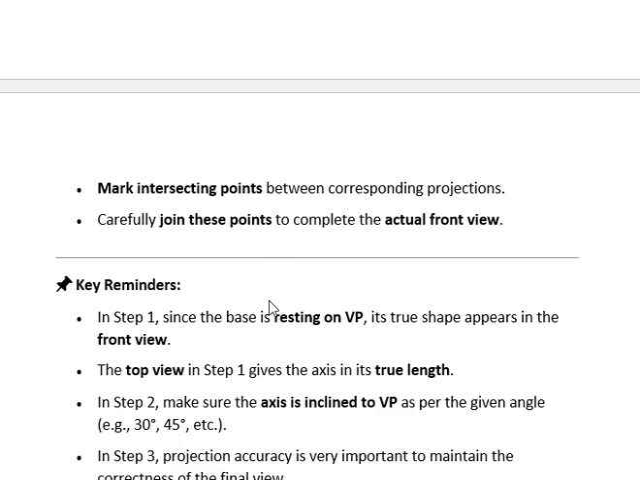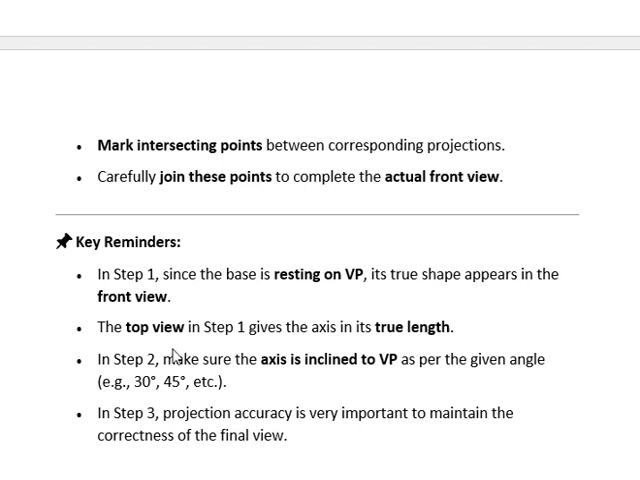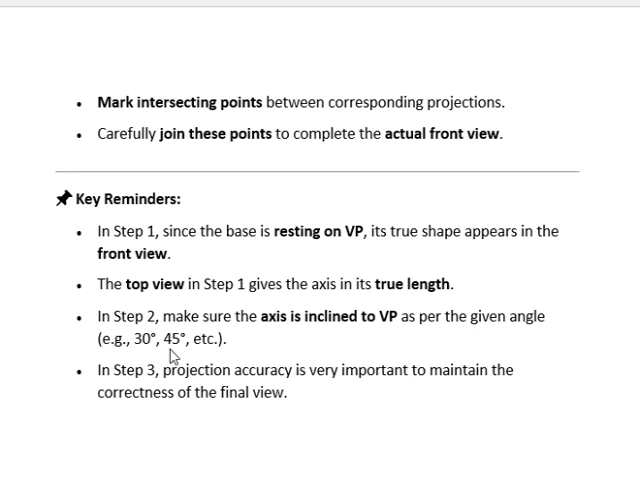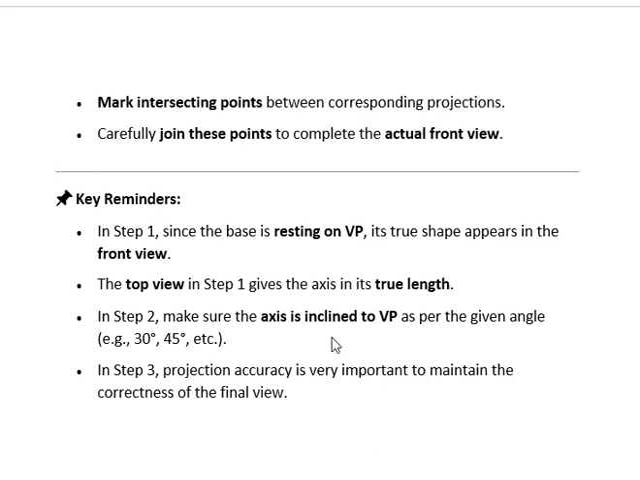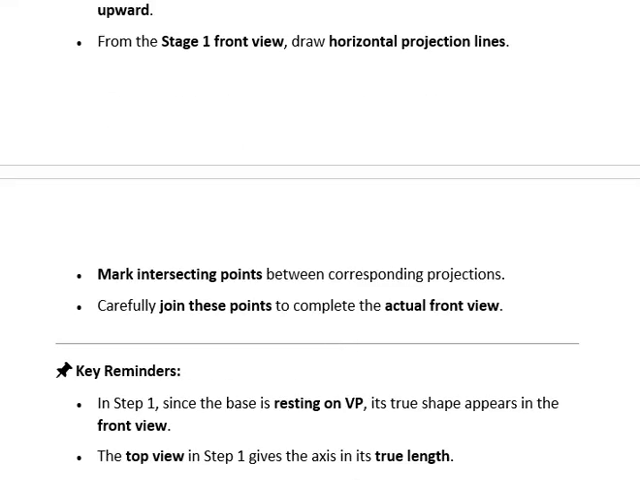Then the key points to remember for approaching this type of problem: in step 1, since the base is resting on VP, its true shape appears in the front view. The top view in step 1 gives the axis in its true length. In step 2, make sure the axis is inclined to VP as per the given angle. It may be 30 degrees, 45 degrees, etc. It may be anything. Then projection accuracy is very important to maintain the correctness of the final view. These are all the key points one has to remember for solving problems in this type of topic.